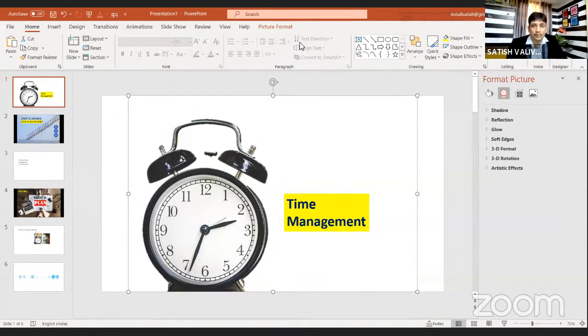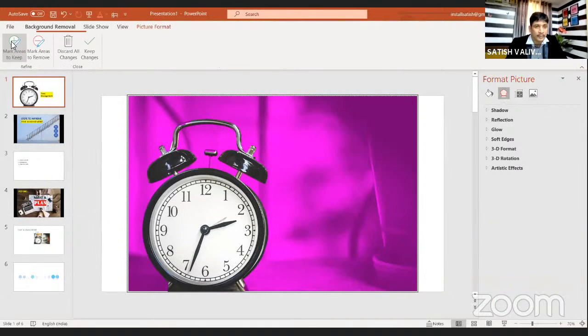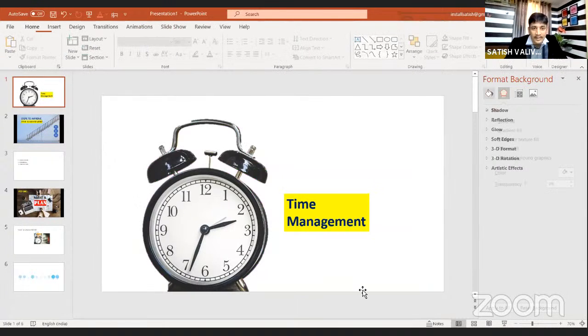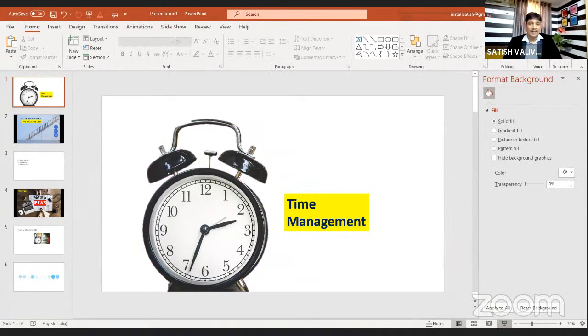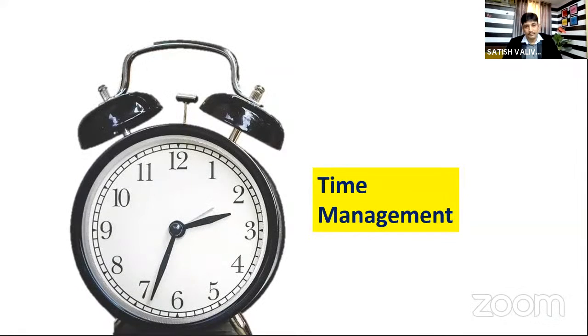So again, go to picture format, remove background, mark areas to keep. This small line is missing here. I'll keep it here. Okay, this is missing. I'll keep it here. Done. Can you see this? Yeah, my clock is here without the background. Got it? So friends, if you want to use some image and you don't want the background, you can remove that comfortably using PowerPoint and use only the image.